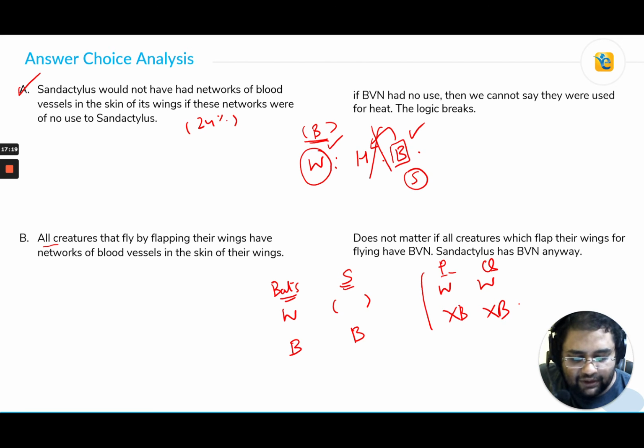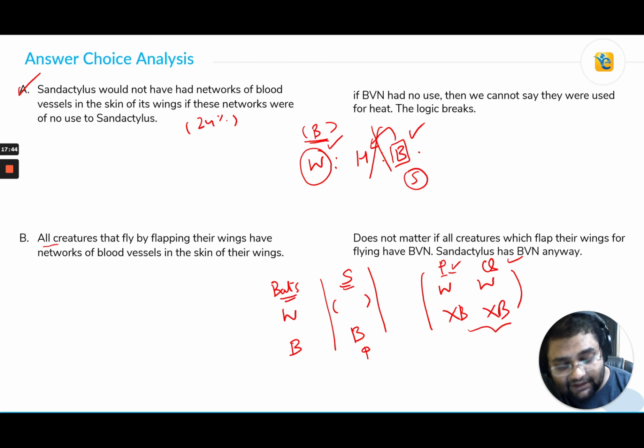The question you have to ask is, so what? Does this have anything to do with Sandactyl, which you already know has a blood vessel network? As far as Sandactylus is concerned, this particular creature already has a blood vessel network. Option B is only telling you that there will be some creatures P and Q that will not have blood vessel networks. So what? Sandactylus already has a blood vessel network.